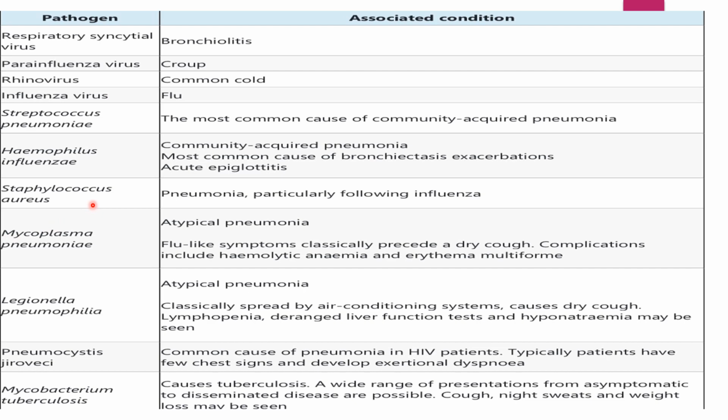And Staphylococcus aureus, I already told you, it causes pneumonia following influenza infection. And Mycoplasma pneumonia, we have dealt with in detail. Legionella also, I have dealt with in detail. Air conditioning systems, dry cough, lymphopenia, deranged LFTs, hyponatremia. Hyponatremia is a very frequently asked question associated with pneumonia. And Pneumocystis jirovecii also I have told you in detail. Exertional dyspnea is a characteristic clinical feature of Pneumocystis jirovecii. But there will be few chest signs, and the chest X-ray can also be normal.